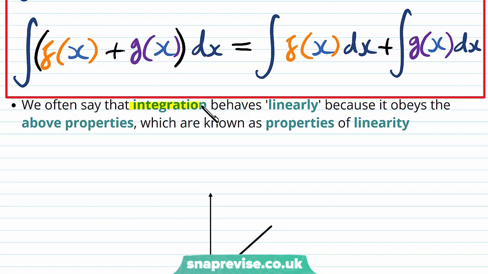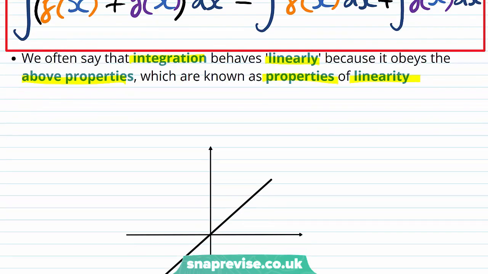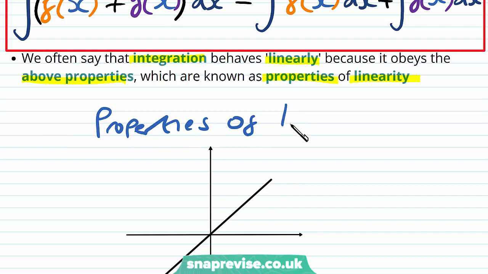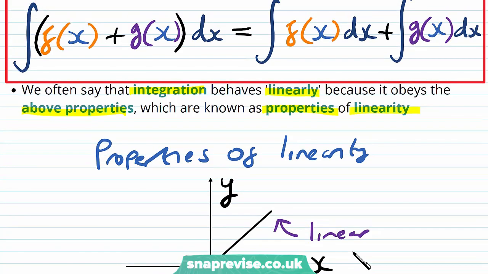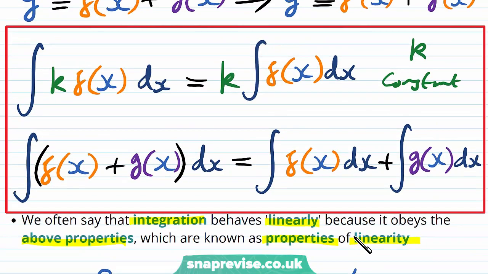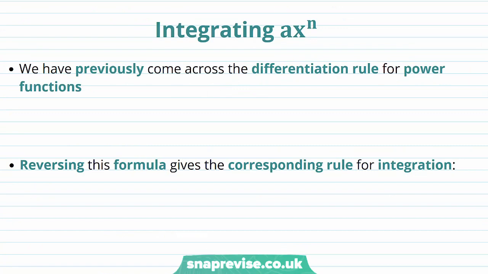Now, we often say that integration behaves linearly because it obeys the above properties, which are known as the properties of linearity. The properties of linearity may make you think of a linear function. Given the curve of y against x, a linear function is one which is a straight line. But in general, for an operator such as an integral, these are the properties of linearity, and therefore we say that integration is linear.